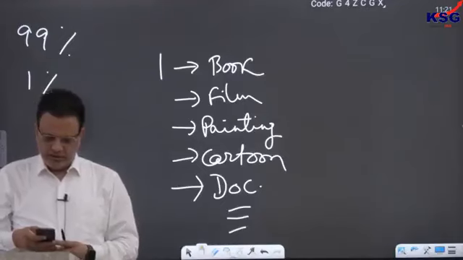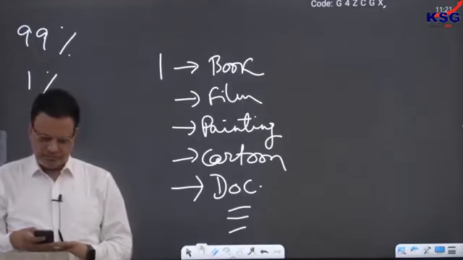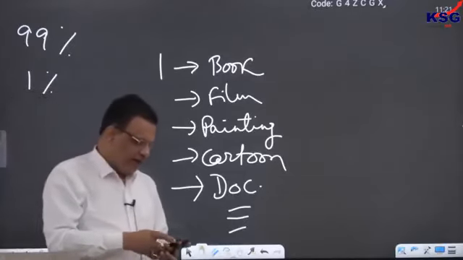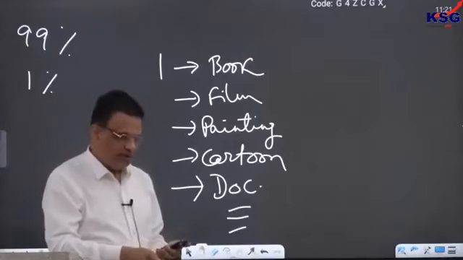Good morning, sir. If the utilitarian concept is based on consequence, how is it universal and not relative? Mandeep, yes, it is a valid question. The utilitarian concept is based on consequence. How is it universal and not relative?